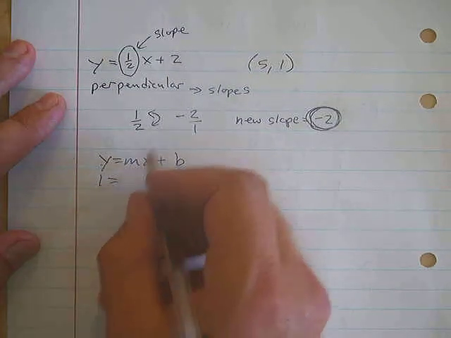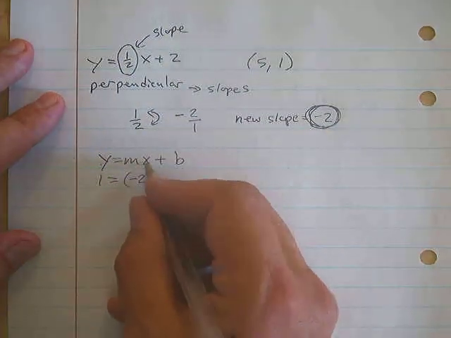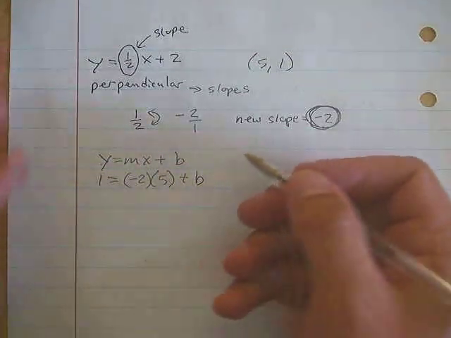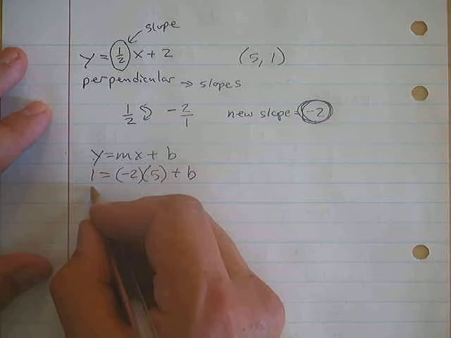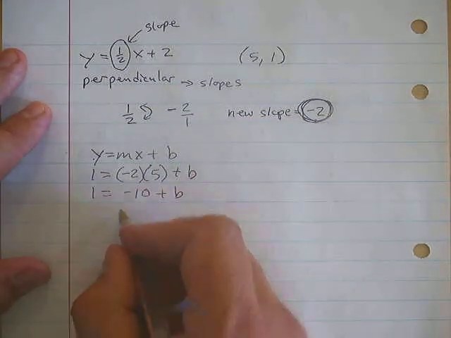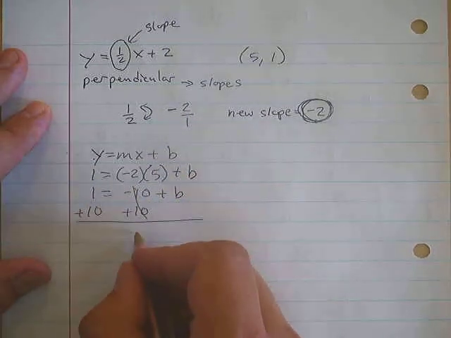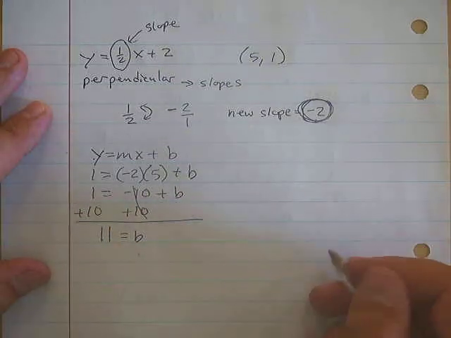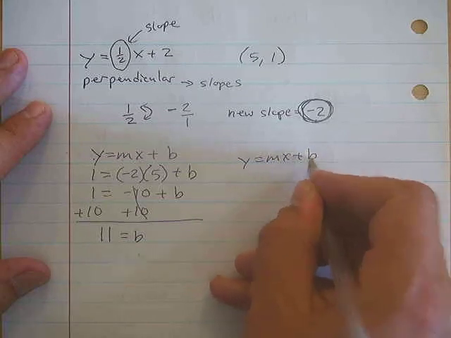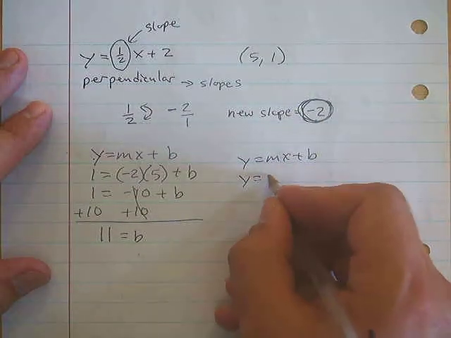All right, so now I make my equation y equals mx plus b, just like I did earlier. For the y, I plug in the 1. The m, I now plug in not the 1/2, I plug in the new slope, which is negative 2. The x, I plug in the 5, and plus b. Now I solve it just like I did the first two. Negative 2 times 5 is negative 10. Add 10 to each side. So I'm left with b is equal to 11.